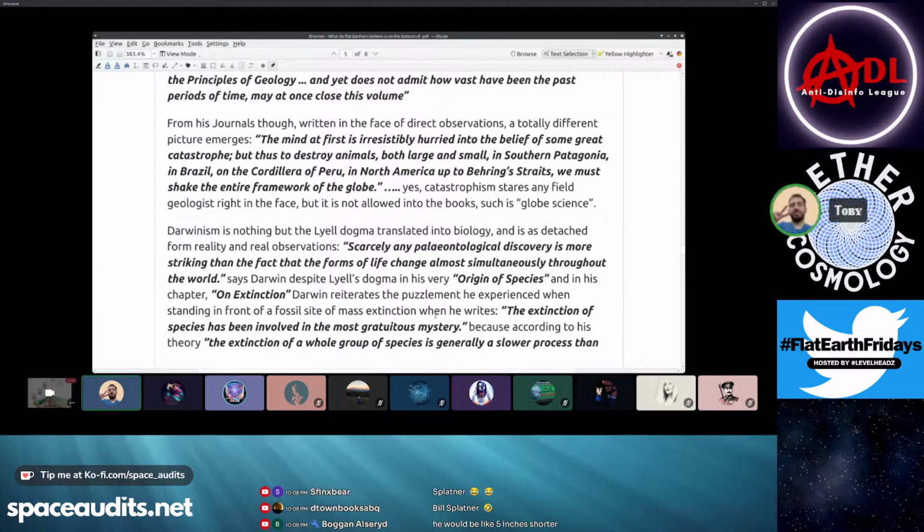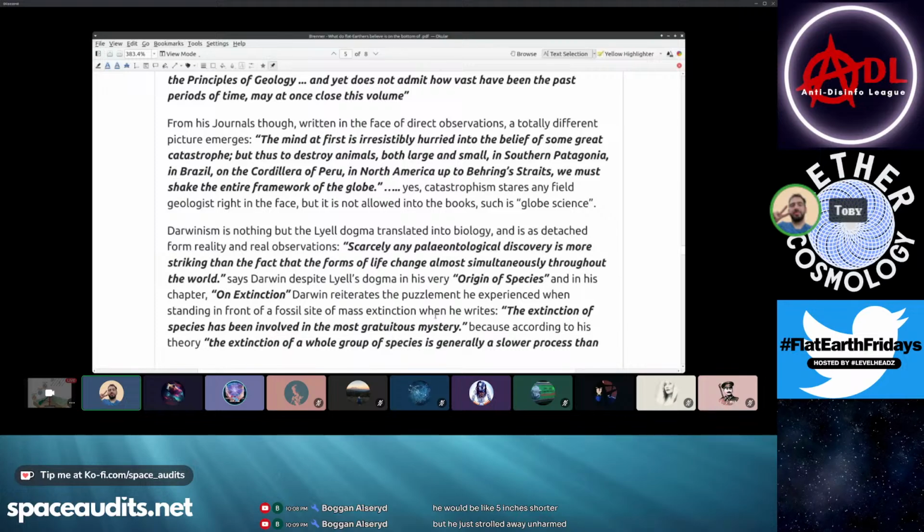Yet catastrophism stares any field geologist right in the face, but it is not allowed into the books. Such is so-called globe science. Darwinism is nothing but the Lyell dogma translated into biology, as detached from reality and real observations. "Scarcely any paleontological discovery is more striking than the fact that the forms of life change almost simultaneously throughout the world," says Darwin, despite Lyell's dogma and his very Origin of Species.